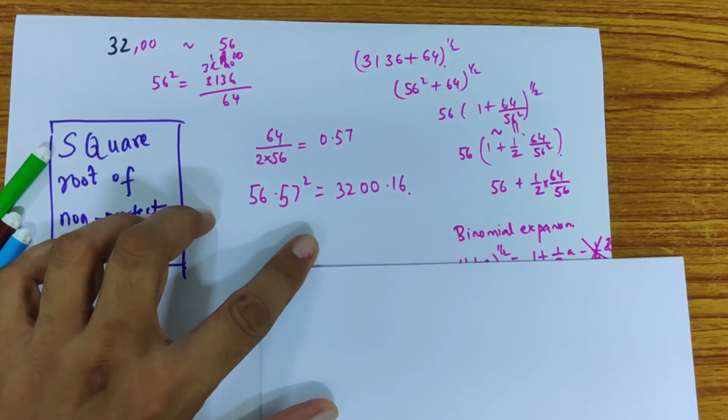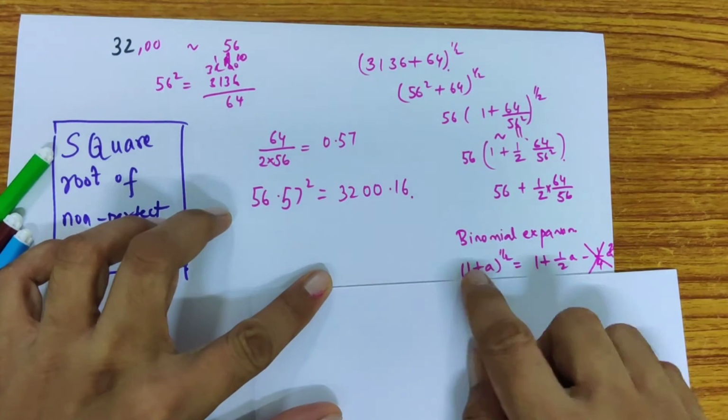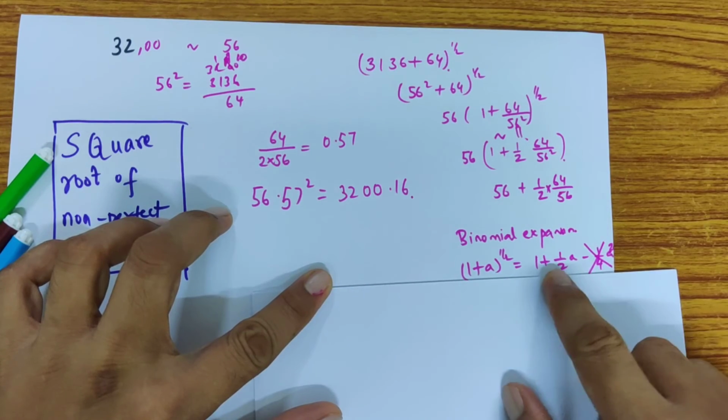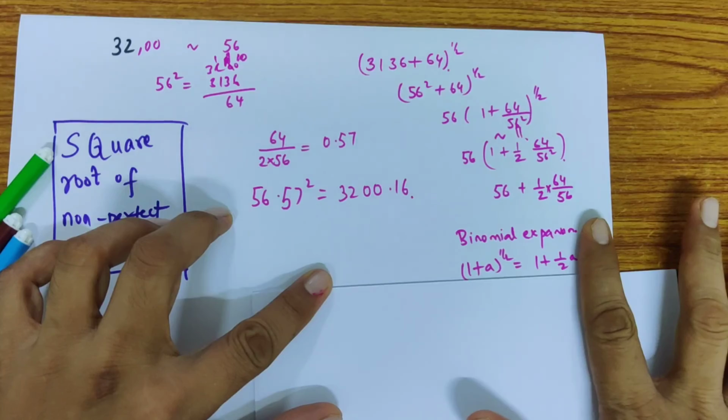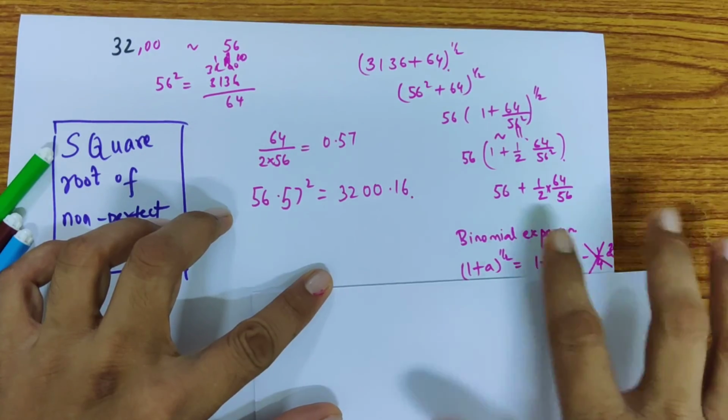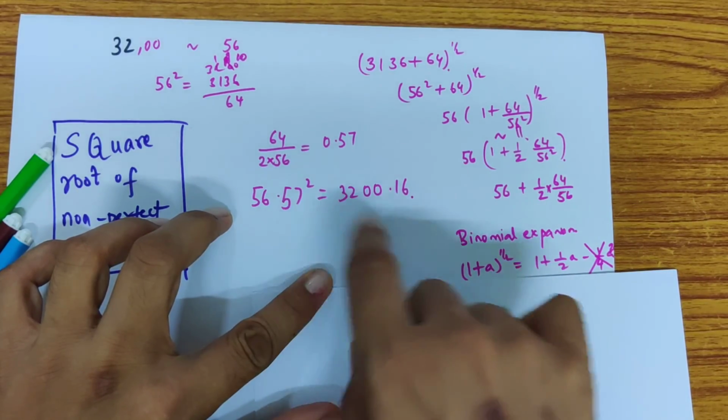If you remember what a binomial expansion is, 1 plus a to the power of half is 1 plus half of a minus 1/4 of a squared, and so on. We are ignoring the other terms. The first term itself will give us a reasonably good approximation, as you can see.